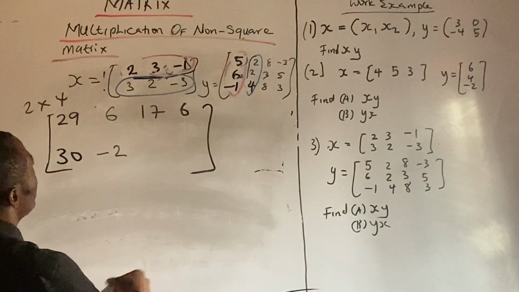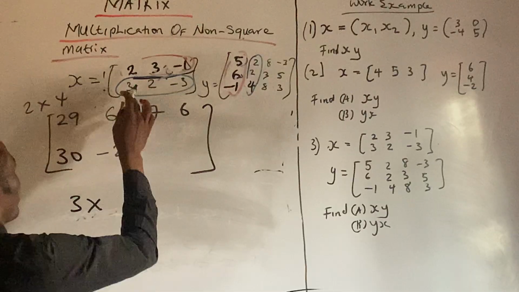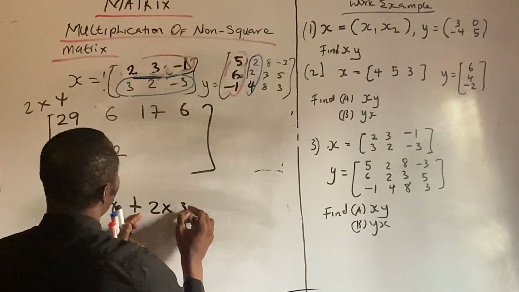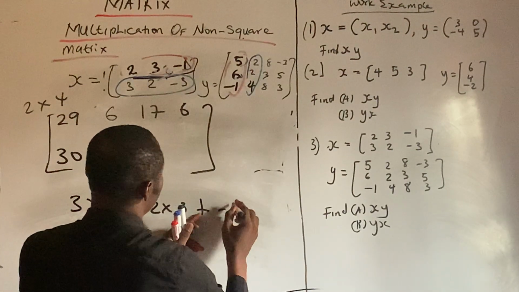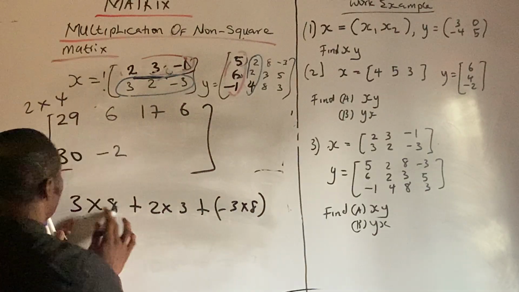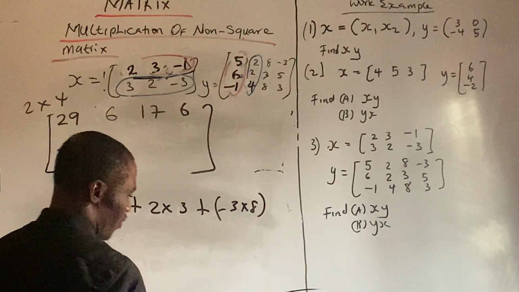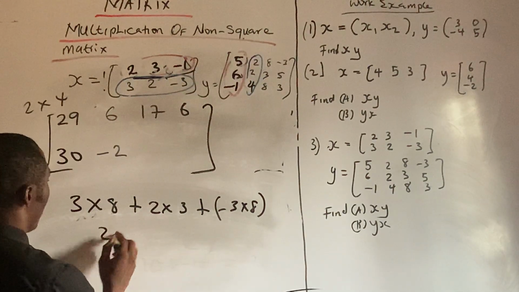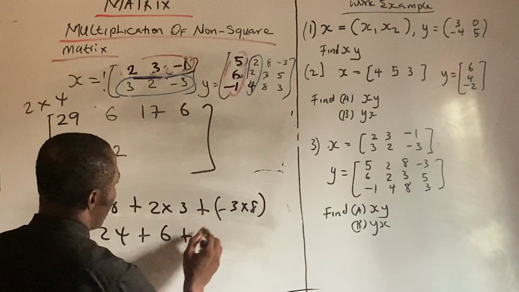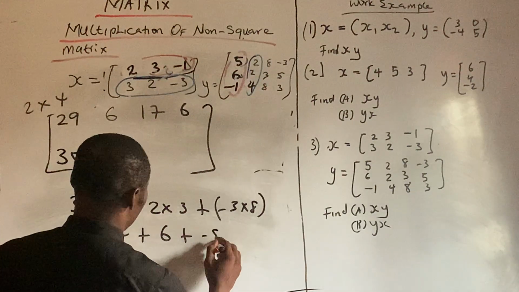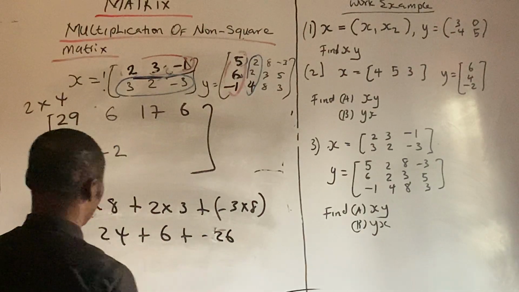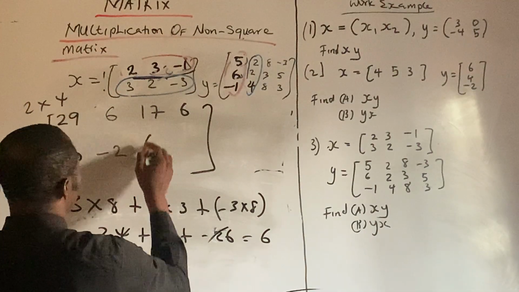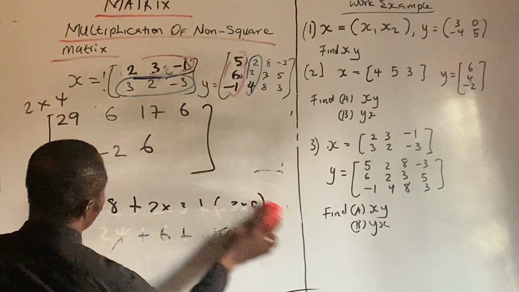That's the third column. We have 3. Notice where we are bringing the 3 from. Over here, 3 times 8 plus 2 times 3 plus minus 3 times 8. All right, 3 times 8 should give me 24. Yeah, 24. 3 times 8 is 24. Good. 24 plus 6 plus this one will become minus 24. And I think this will cancel out this so that I will have 6. Right. For here, 6 is my final answer. So let's do the last one.